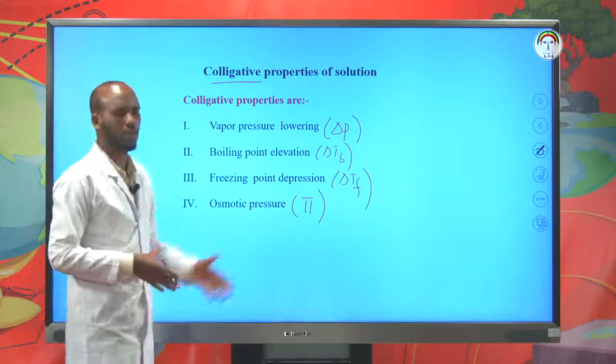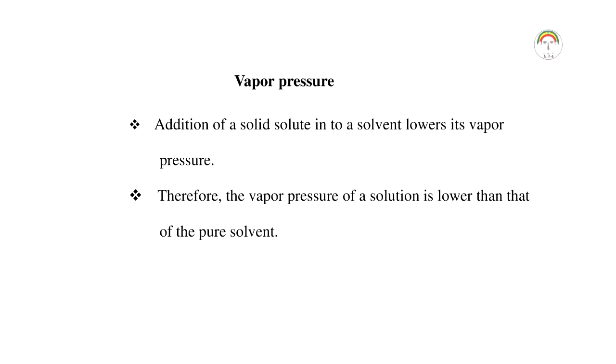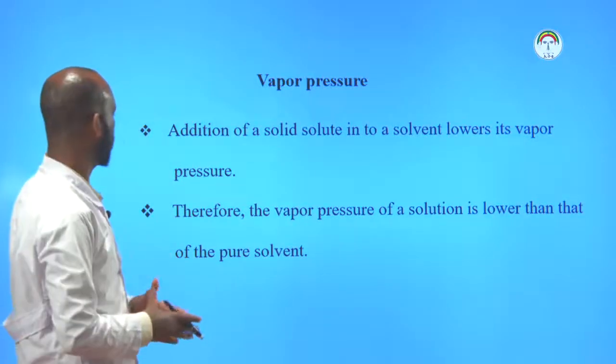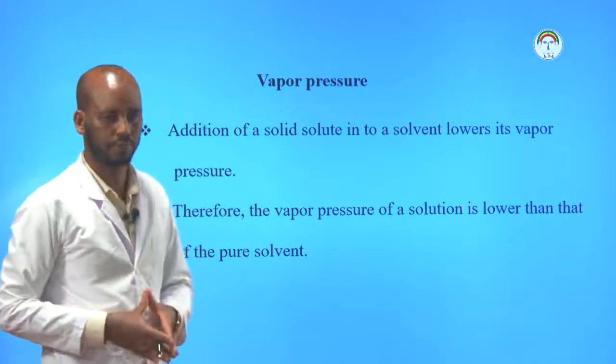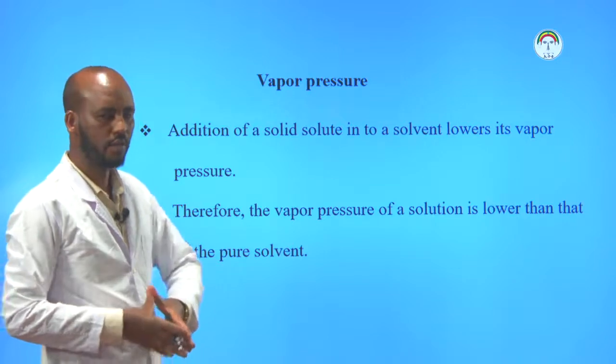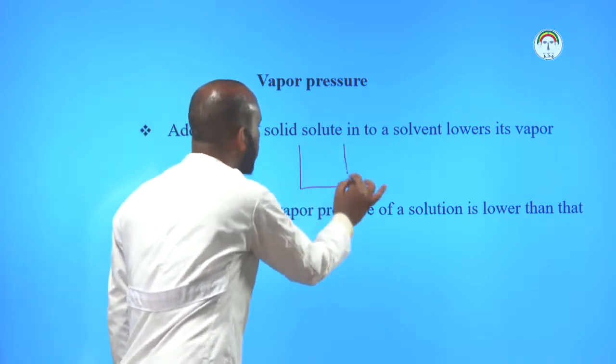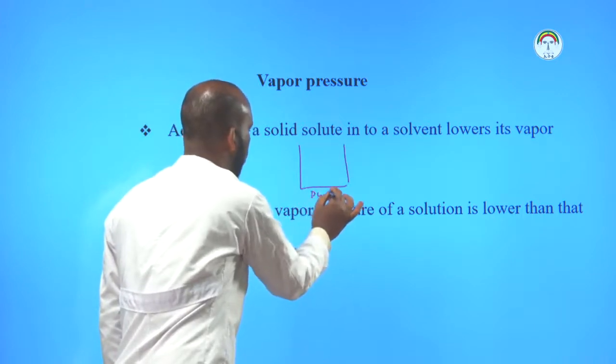Let us see each one by one. Vapor pressure. Addition of a solid solute into a solvent lowers its vapor pressure. Why? Because, look, this is a beaker containing pure water.